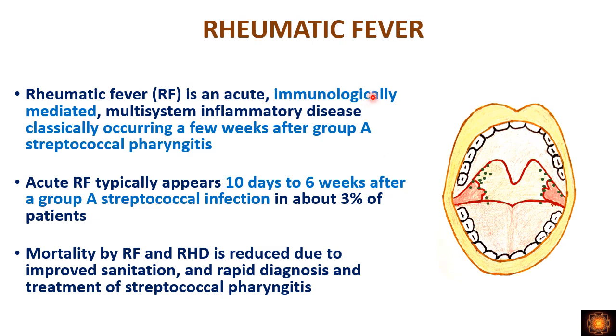That's why it is an immunologically mediated multisystem inflammatory disease, because many organs are involved in this, and usually it occurs 10 days to 6 weeks after the infection, because this is the time period required for the development of the antibodies. Also, rheumatic fever develops in only about 3% of the patients who develop pharyngitis because of group A beta hemolytic streptococci. Not all the patients who develop this infection will develop rheumatic fever. Here genetic susceptibility plays a role, so only susceptible people develop rheumatic fever. And nowadays the mortality is reduced because of improved sanitation, rapid diagnosis, and appropriate treatment for streptococcal pharyngitis.